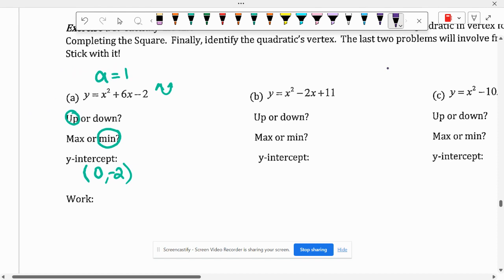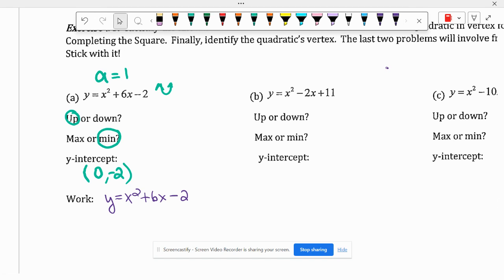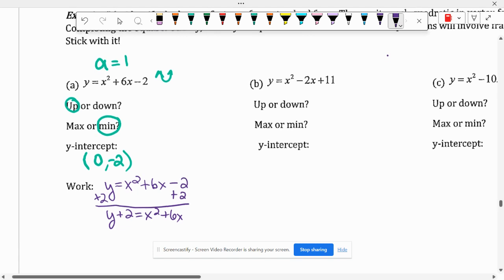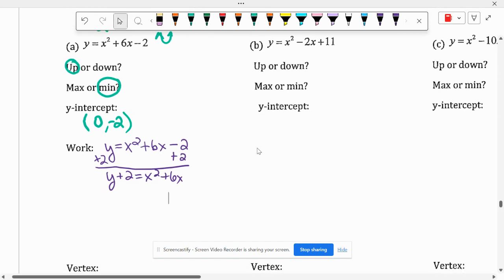So remember, the first thing we do is take the constant. The directions say you take the constant and move it over to the y side. If I take the constant and move it over to the y side, what am I actually doing? Well, I'm taking this -2 and moving it to the y side by adding it to both sides. So I have y plus 2 equals x squared plus 6x.